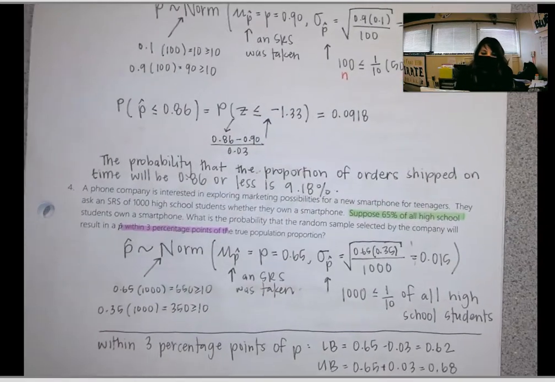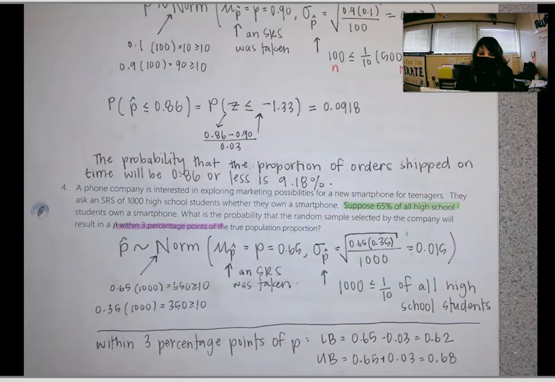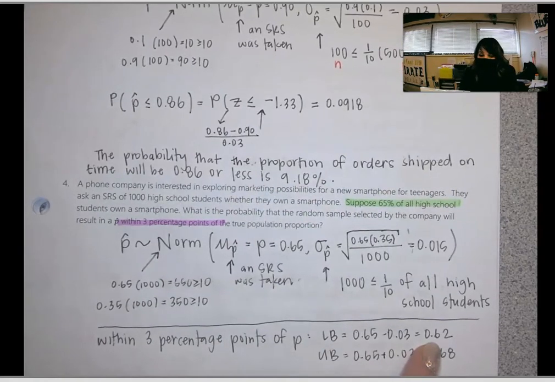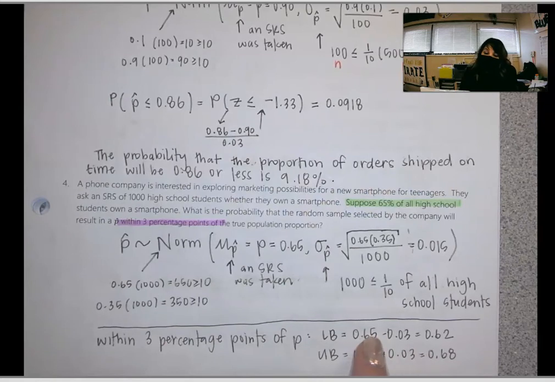So what does this whole within 3 percentage points mean then? Well, within 3 percentage points means it can be the true value, 0.65, or it can be up to 3 below, so 0.62, or 3 above, so 0.68. That leaves you with a lower bound of 0.62 and an upper bound of 0.68. So I take my true value and I subtract 3 percentage points and I add 3 percentage points. Any sample value between those two numbers would be within 3 percentage points of the true value.